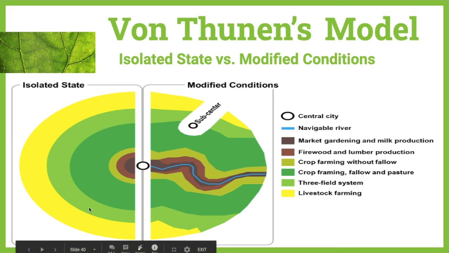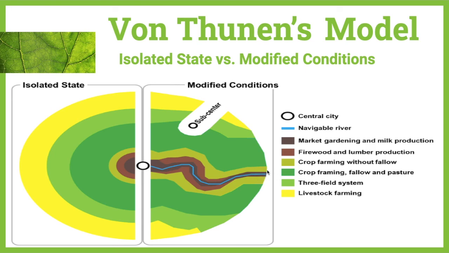So here's the isolated state that we just saw on the left. Here are the modified conditions. We have a waterway that we can easily use for transportation all the way from the market center out to the edge, right? So instead, what ends up happening is this. Whereas with von Thunen's isolated state, these circles were closed off, now they're extended to the outer edges of the circle. So we can have market gardening and dairy production all the way along the river edges, the water's edges, out to the edge of the circle.